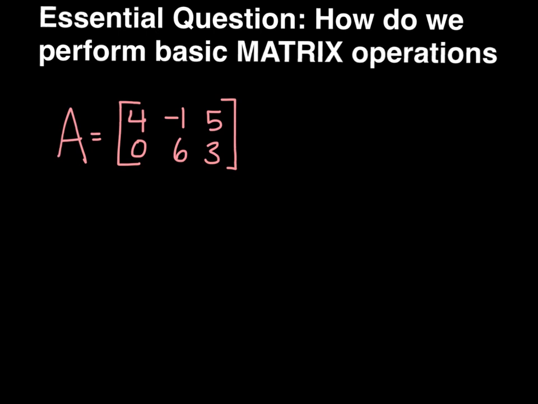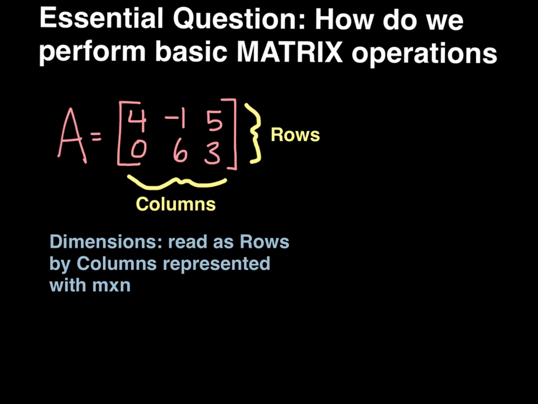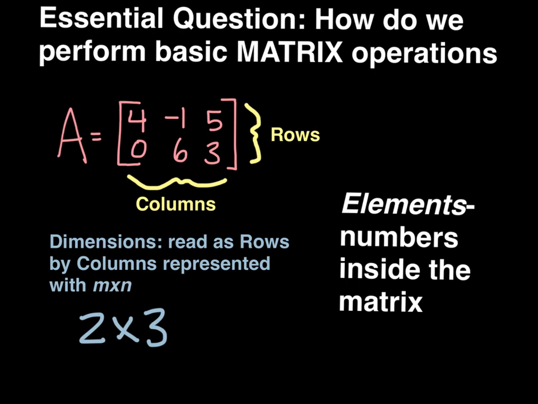So first of all, what is a matrix? Well, a matrix is just a rectangular arrangement of numbers in rows and columns. So we call these the rows and these are the columns. This matrix has 2 rows and 3 columns. Those are the dimensions of the matrix. The dimensions are read as rows by columns and they're represented with m by n. So we would say that this matrix is a 2 by 3 matrix. And finally, the elements are just the numbers inside the matrix. So this matrix has 6 different elements.